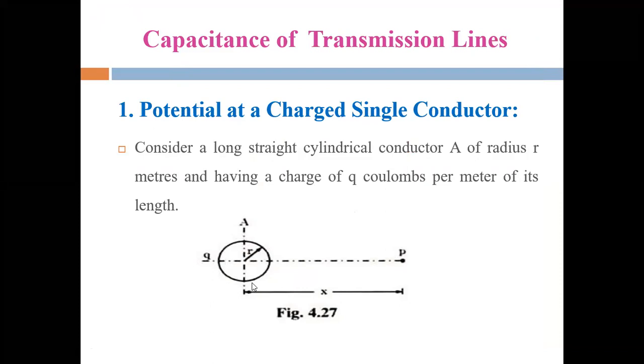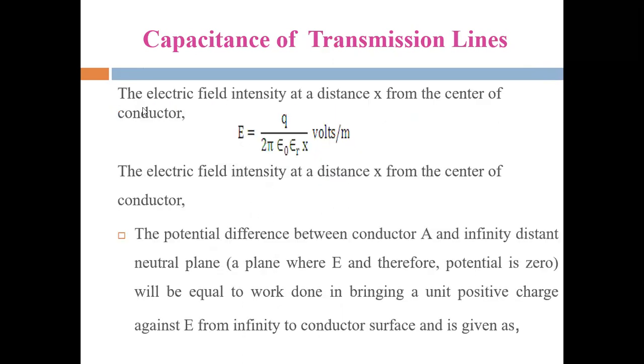This is the cylindrical conductor A, of radius r meters, and having a charge of q coulombs. Its charge is q coulombs per meter of its length. Consider a cylinder A of radius r meters and charge q coulombs.